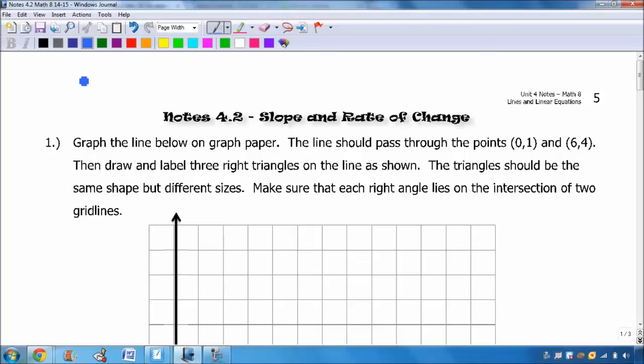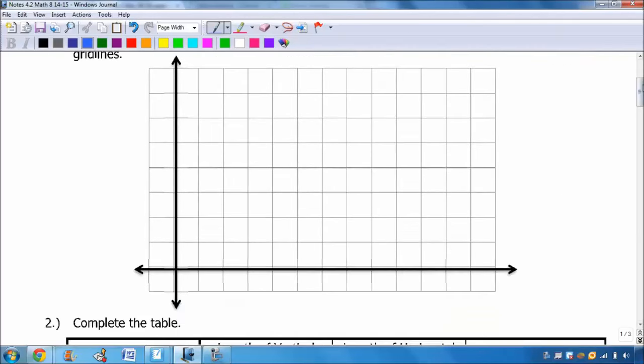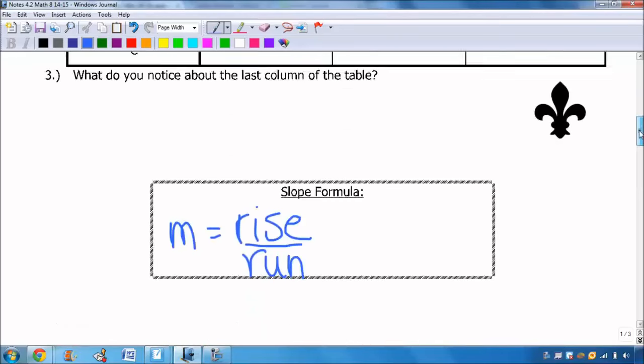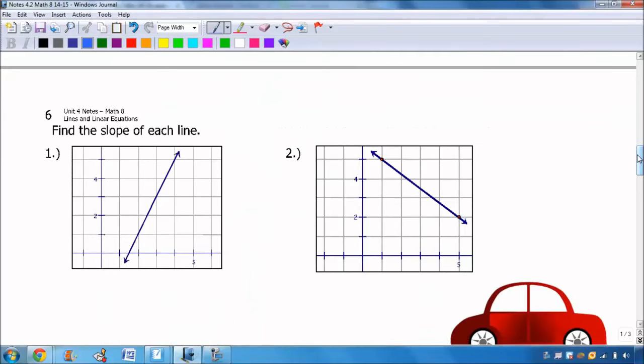All right, ladies and gentlemen, we are going to continue to look at 4.2, slope and rate of change. So if you could turn to page 6 of your notes and look at question number 1. Now remember, when we did question number 1 today in class, we drew in our slope triangle and we figured out what the rise over the run was. So we figured out that the rise was 4 and the run was 2. So we said that the slope was 2.